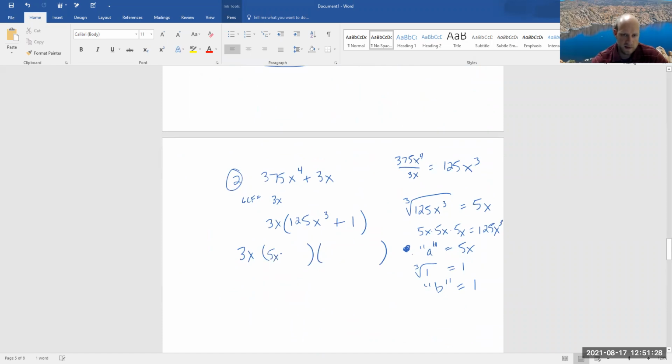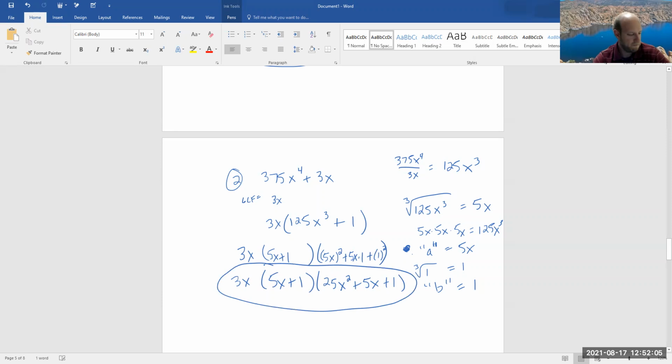So I have 5x plus 1. In this parentheses, by the way, I left the 3x. And I have A squared. So I have the 5x squared plus A times B. So plus 5x times 1 plus B squared. So plus 1 squared. And then we just simplify. So 5x squared, 5x times 5x is 25x squared. 5x times 1 is just still 5x, and then 1 squared is just 1. So this is the answer for that.